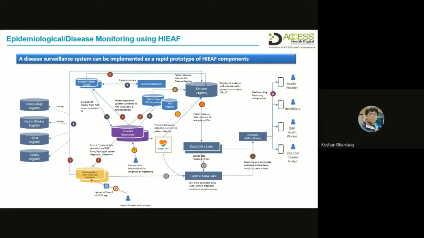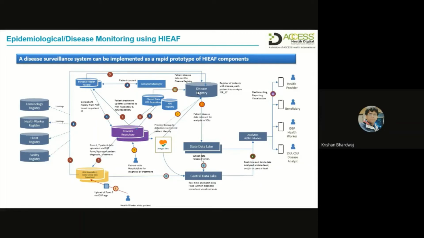And once the data has come into the disease registry, different agencies can do the analysis of that data. They can do the cohort analysis. They can review the outcomes, progression of the disease, and the patient conditions based on treatment given. So that complete scientific study of the disease they can do using this disease registry.